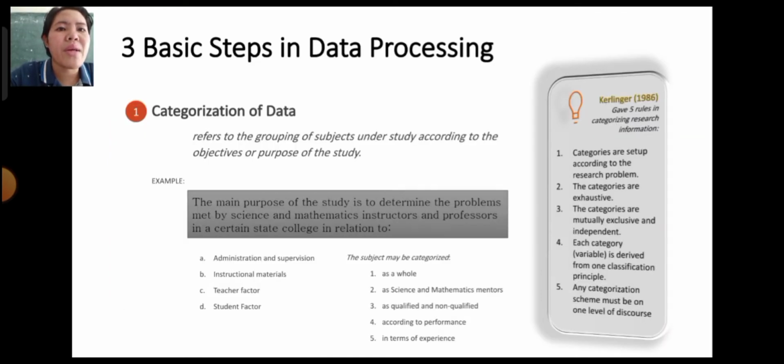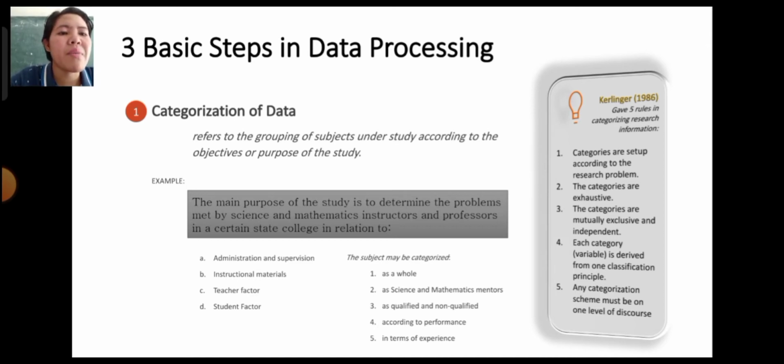Okay, we have three basic steps in data processing. First is the categorization of data. It refers to the grouping of subjects under study according to the objectives or purpose of the study. Example, the main purpose of the study is to determine the problems met by science and mathematics instructors and professors in a certain state college in relation to administration and supervision, instructional materials, teacher factor, and student factor.